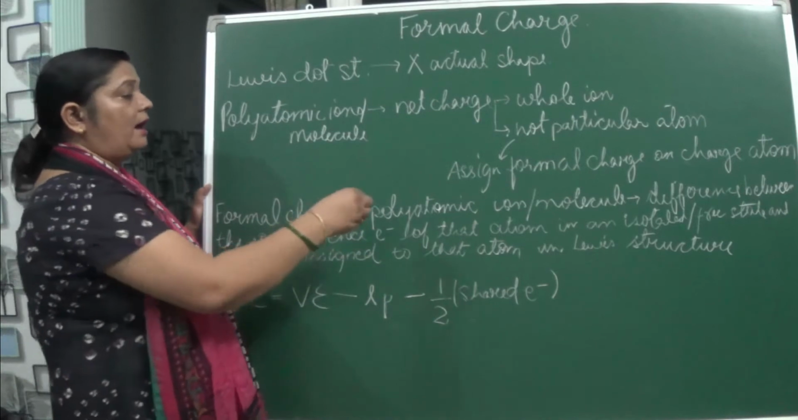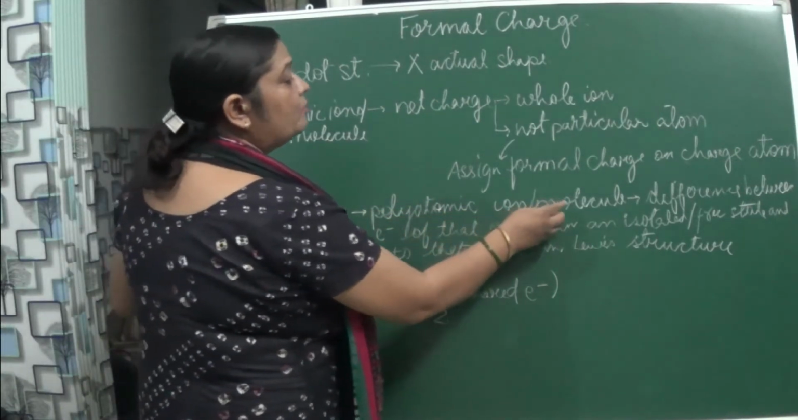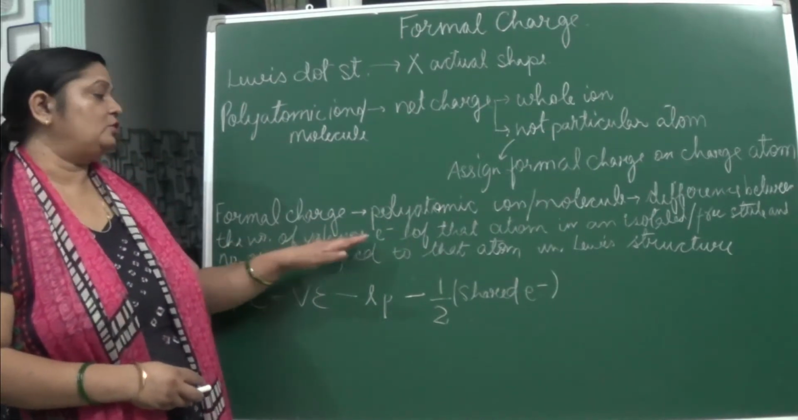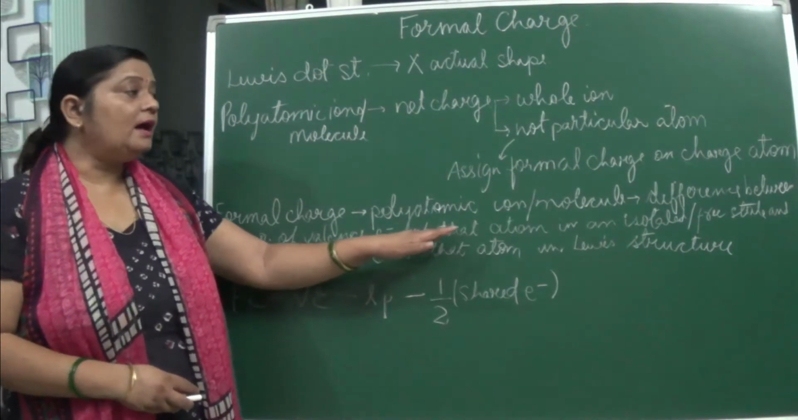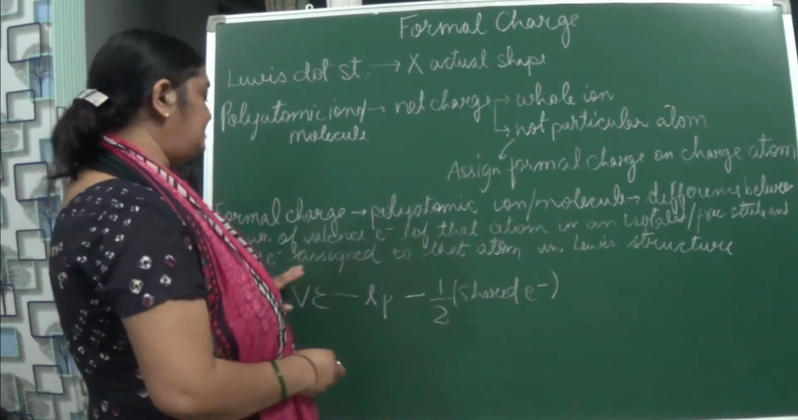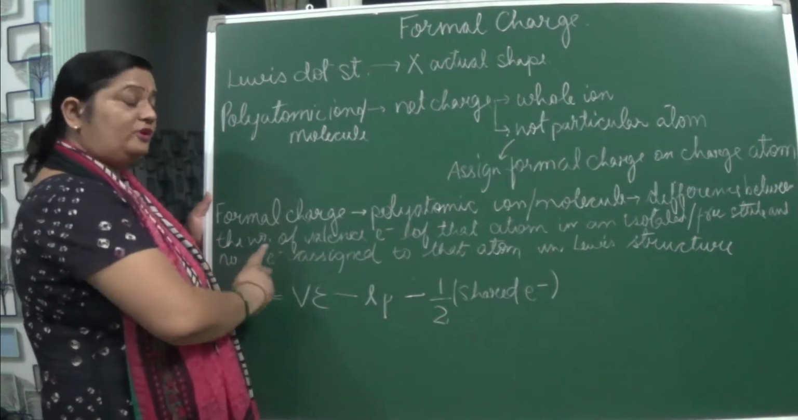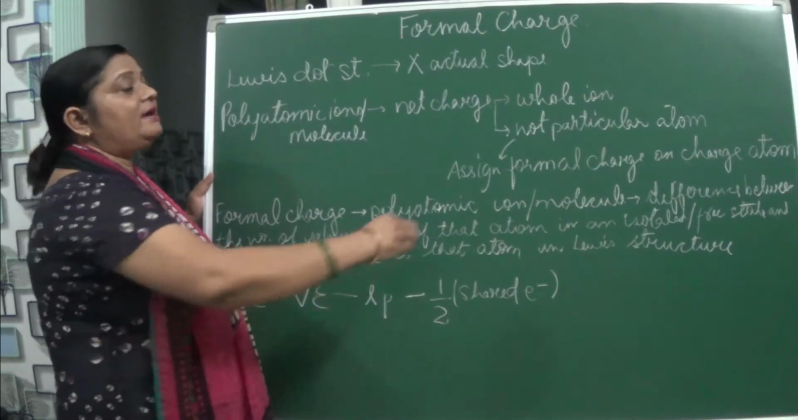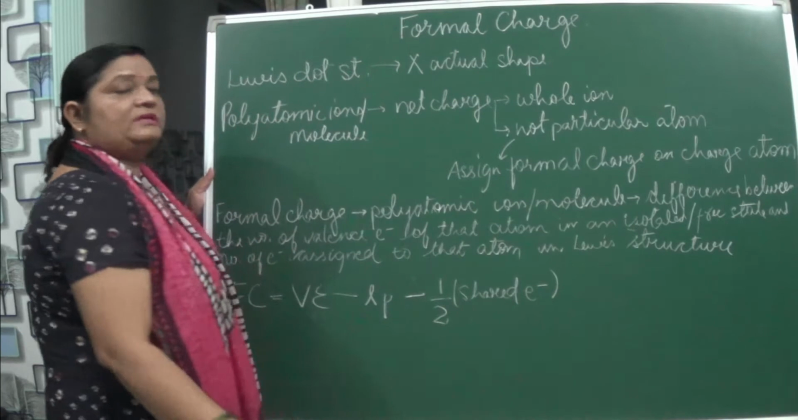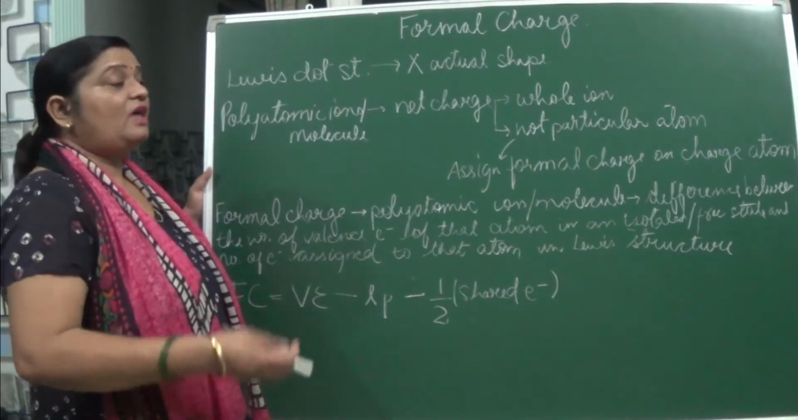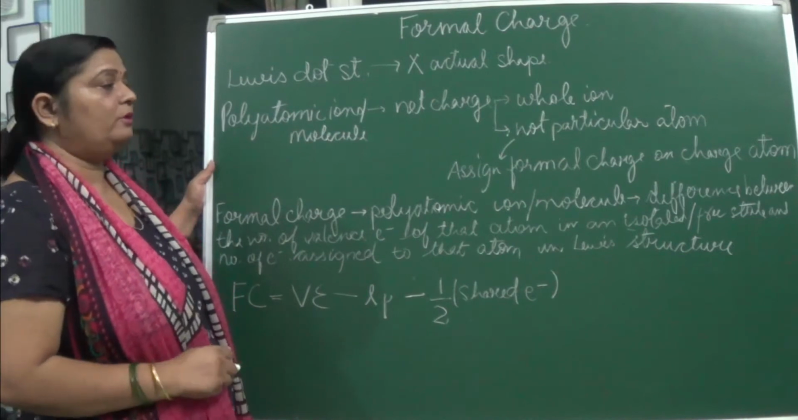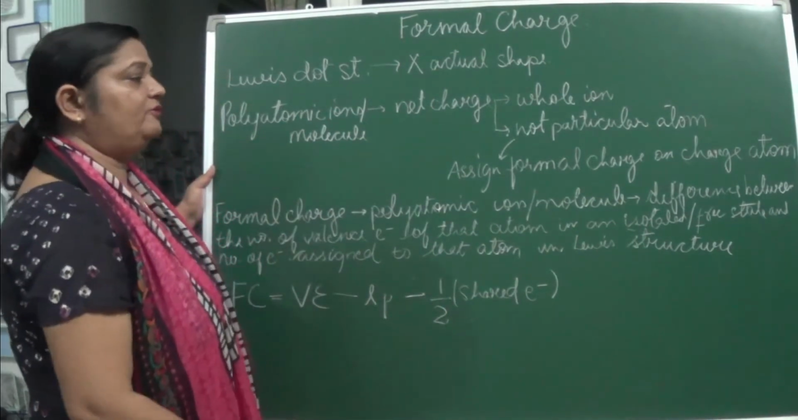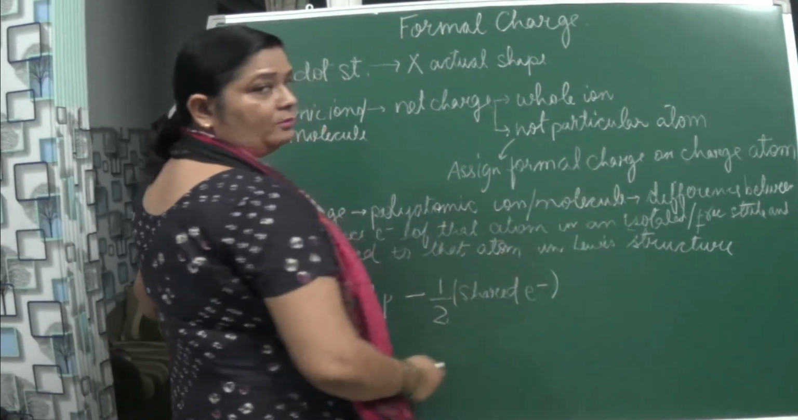And as the result, what is this formal charge? Formal charge, in polyatomic ions or molecules, is the difference between the number of valence shell electrons of that atom in the isolated or free state and the number of electrons assigned to that atom in the Lewis structure. When I am saying isolated, what does this isolated mean? It means Na plus. The ions we take in isolated form, and if we are taking the molecule, it is in free state, like ozone. If I am saying isolated, it is in the ionic form, like Na plus.